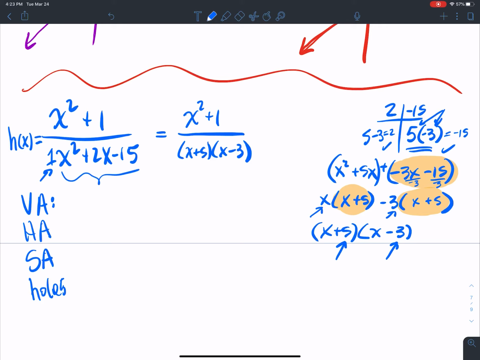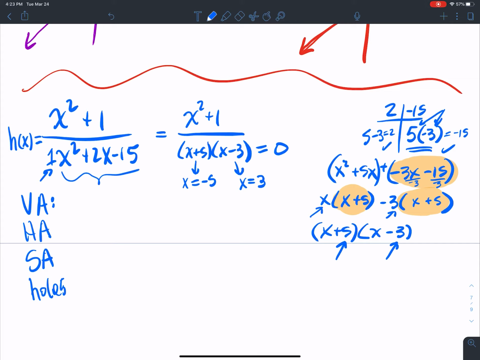Okay. When I look at this, no factors cancel. So when I set the bottom, the denominator, equal to 0, it gives me x equals negative 5, and then it gives me x equals 3. Okay, how did I do that? I set each factor equal to 0 and solve for x.